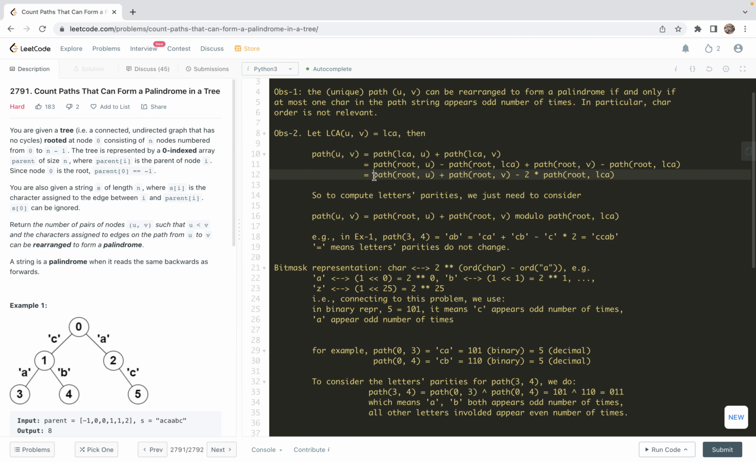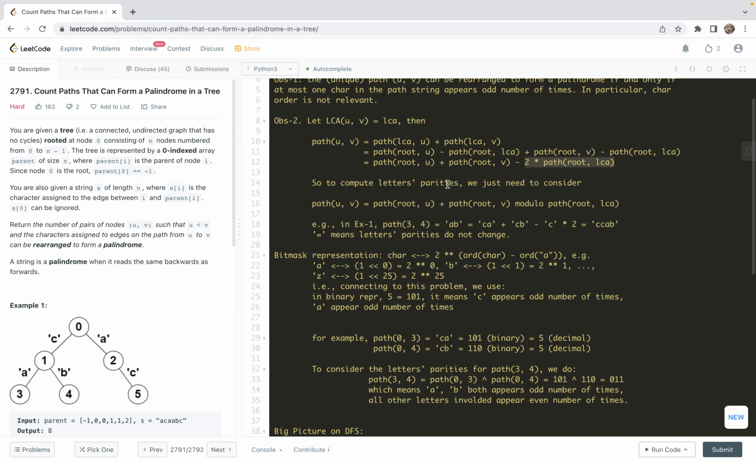And then we do this rearrangement. So we have the path from root to u and the path from root to v, and then minus twice of these things. Because we subtract twice, each letter in this path actually counts 2 times, therefore they do not affect the parities, right? If a letter in this path appears an even number of times overall, you subtract 2 times the occurrences, it will still appear an even number of times, similarly for odd number of times.